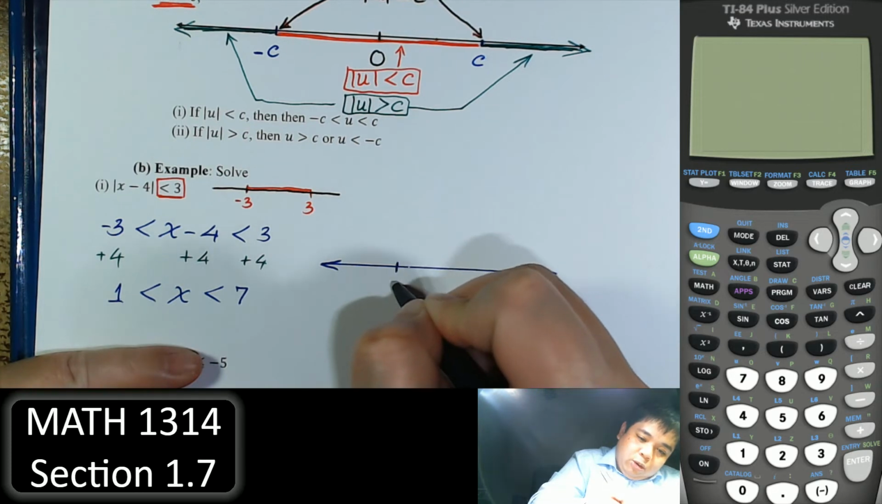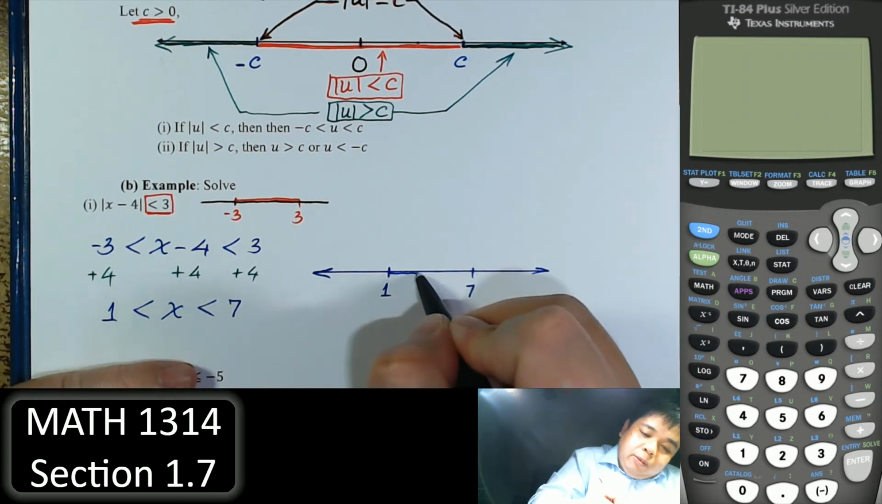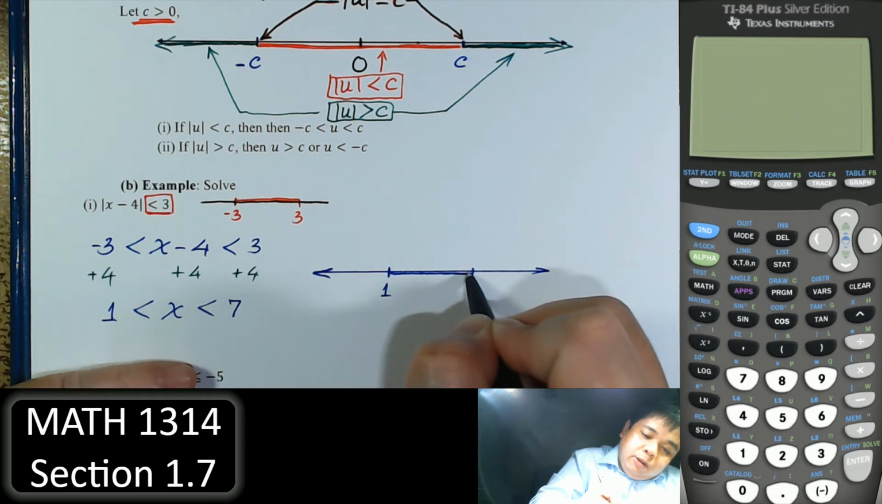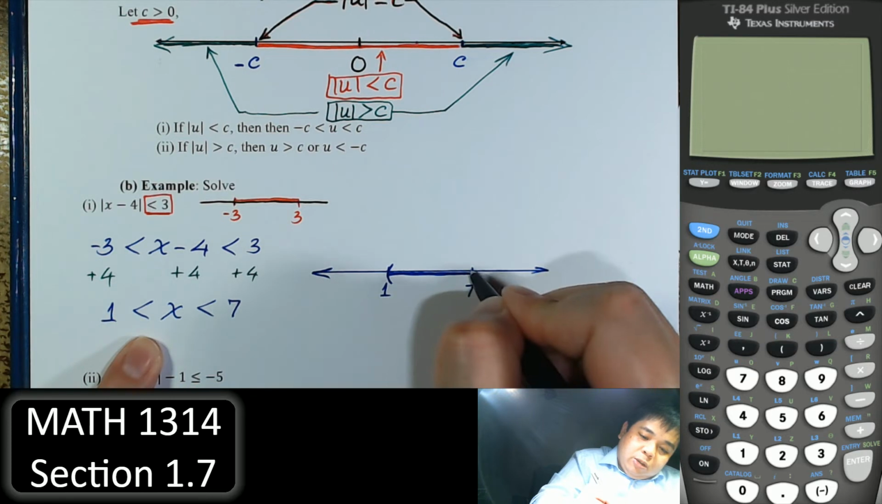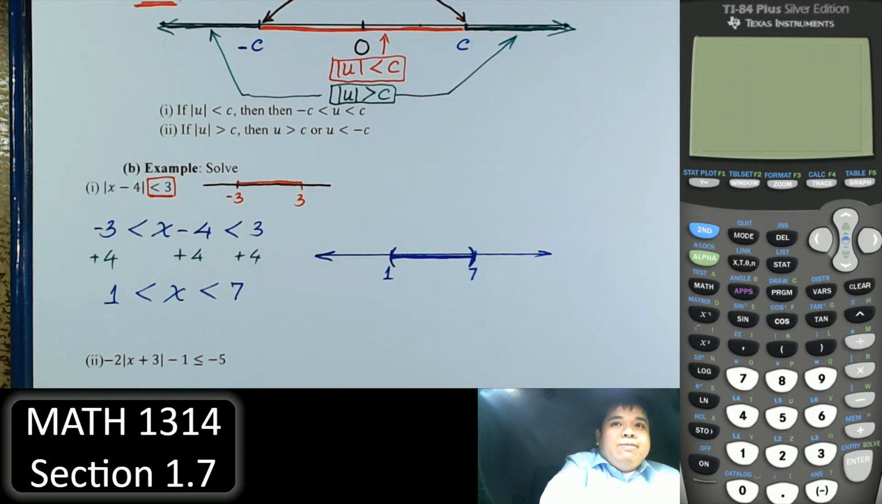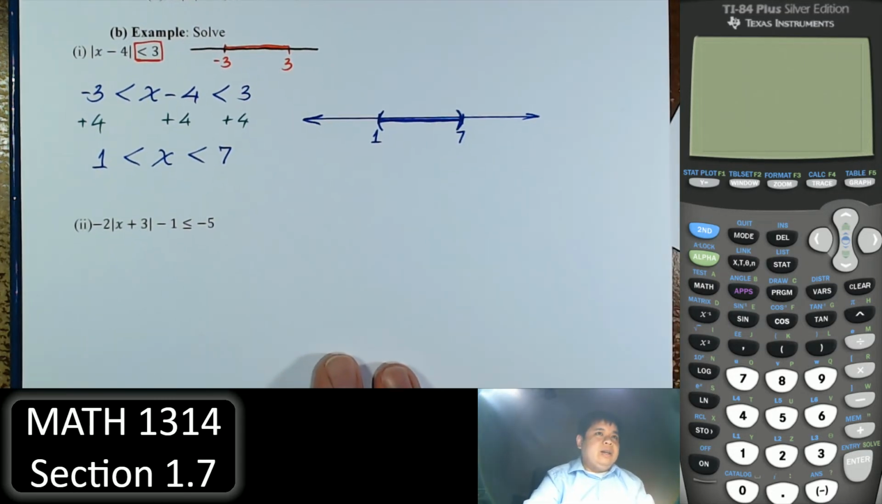So between 1 and 7, and no equal sign, so that's parentheses. So that's what we have. Right. Go to the next one.